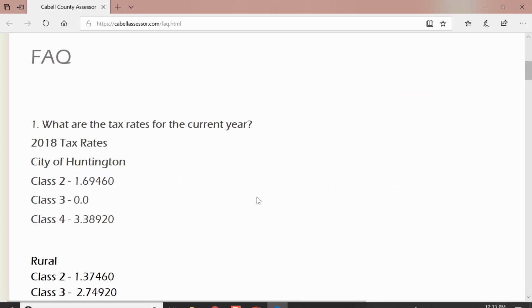And so then what you'd do is multiply that $60,000 by 1.69%, and that is what you'd have to pay each year as your property tax. And they divide it up into two halves. A lot of people will pay the first half of the year and the second half of the year, just so it's not one bill all at once.